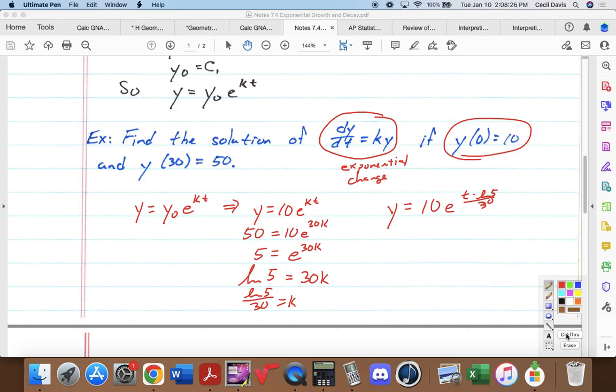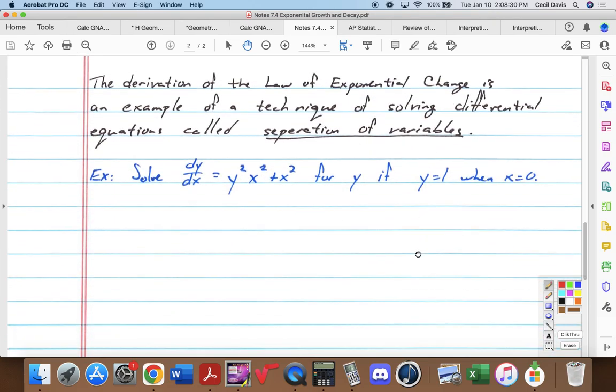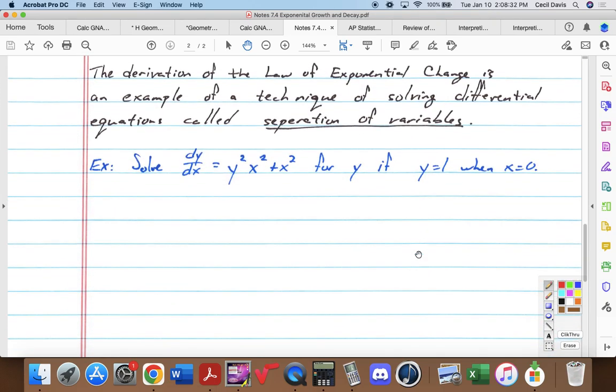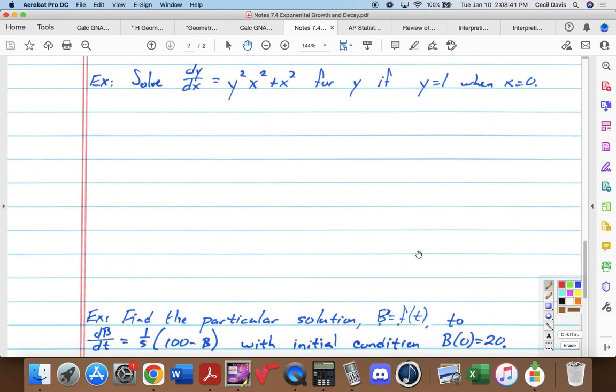All right, moving on to page 2. So we already talked about this. This law of exponential change is one type of separation of variable problem. So let's do a separation of variable problem. So here I want to separate the variables. I want all the x's and dx's on one side and all the y's and dy's on the other side.